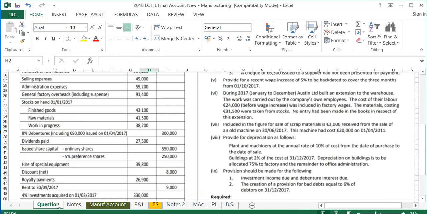And now for the last note, note 9 says we have to provide for investment income due and debenture interest due, and then we need to create a provision for bad debts, 6% of debtors. So we're creating a bad debt provision, so there is no bad debt provision already. So first of all, we need to look at the investment income.